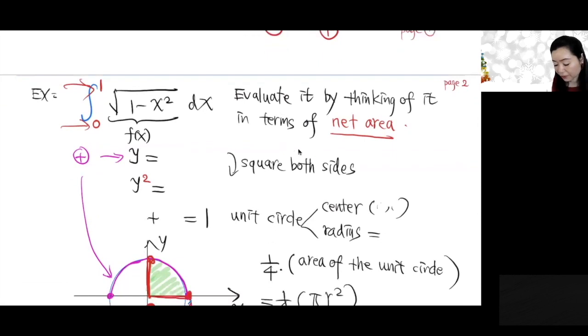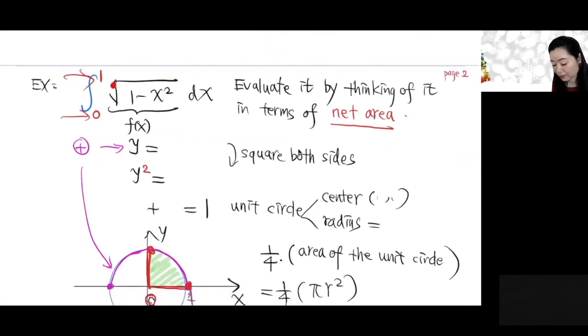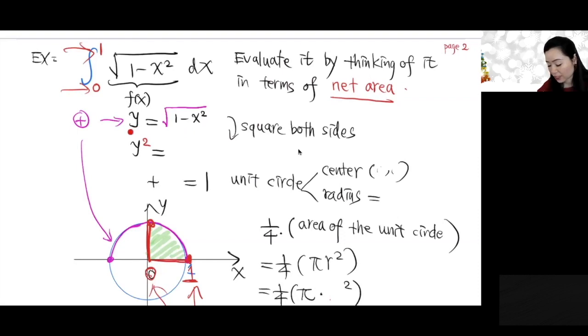Okay? So first of all, this function, this is the function that we integrate, okay? So this is f of x. So f of x equal to this, which means the same as y equal to this. So y equal to the positive square root of 1 minus x squared. So what's the graph of this equation? So we're going to square both sides right here. You get y squared equal to 1 minus x squared.